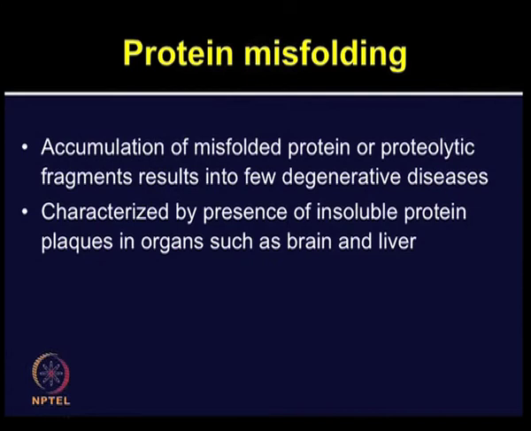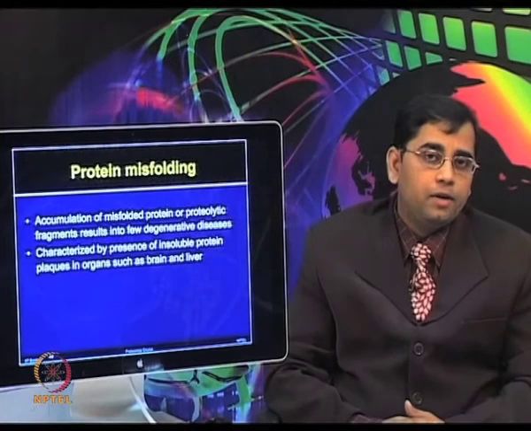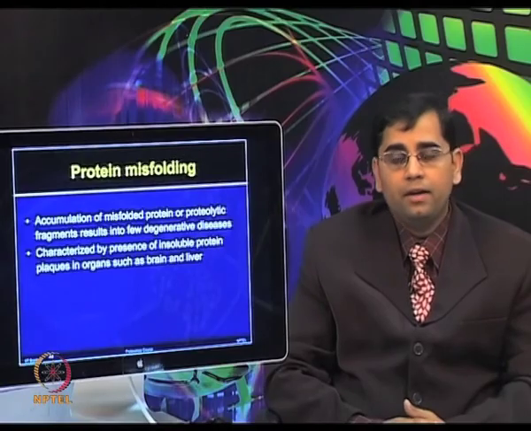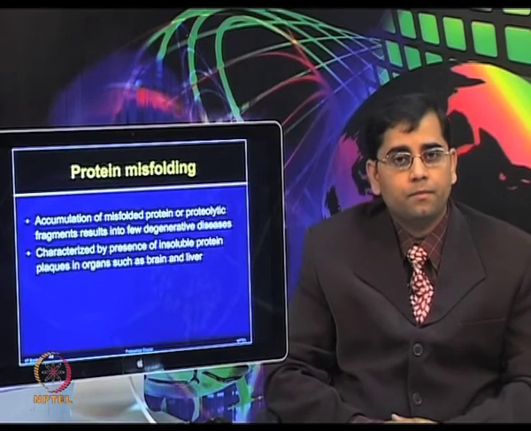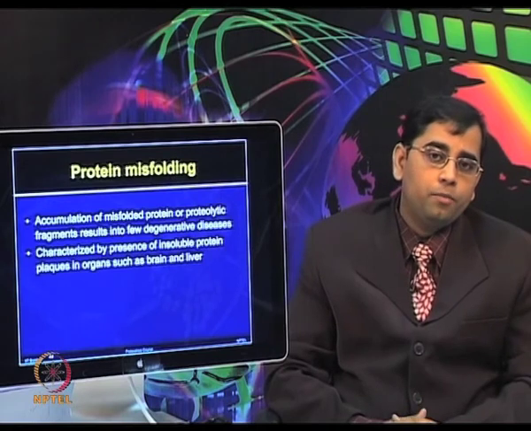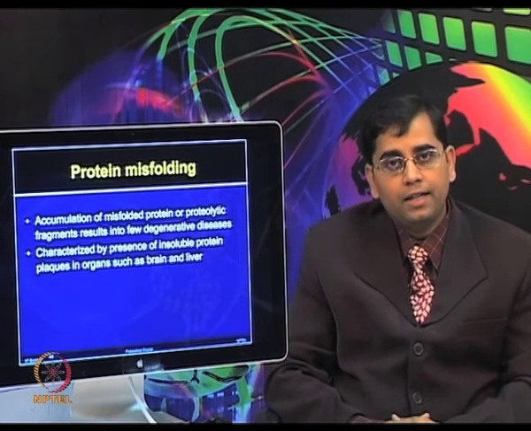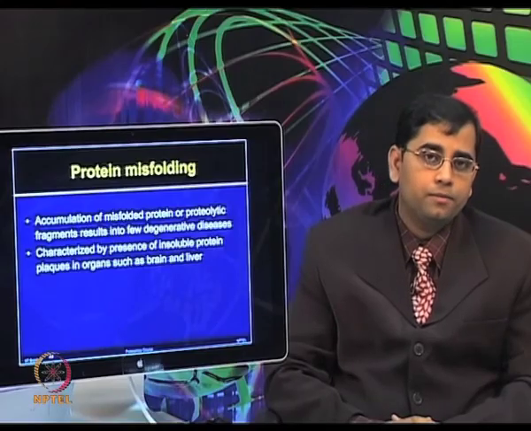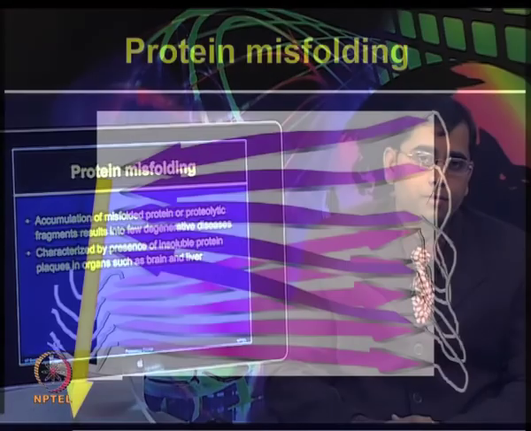So, accumulation of these misfolded proteins or proteolytic fragments can result in a few degenerative diseases. These degenerative diseases are characterized by the presence of insoluble protein plaques in organs such as the brain and liver. For example, Alzheimer's disease in humans as well as Parkinson's disease, bovine spongiform encephalopathy, also known as mad cow disease in cows, and scrapie disease in sheep.